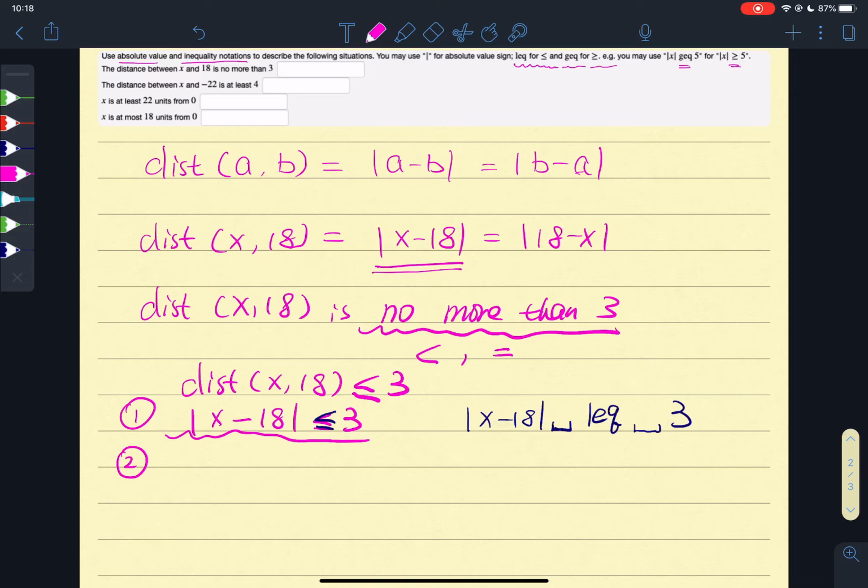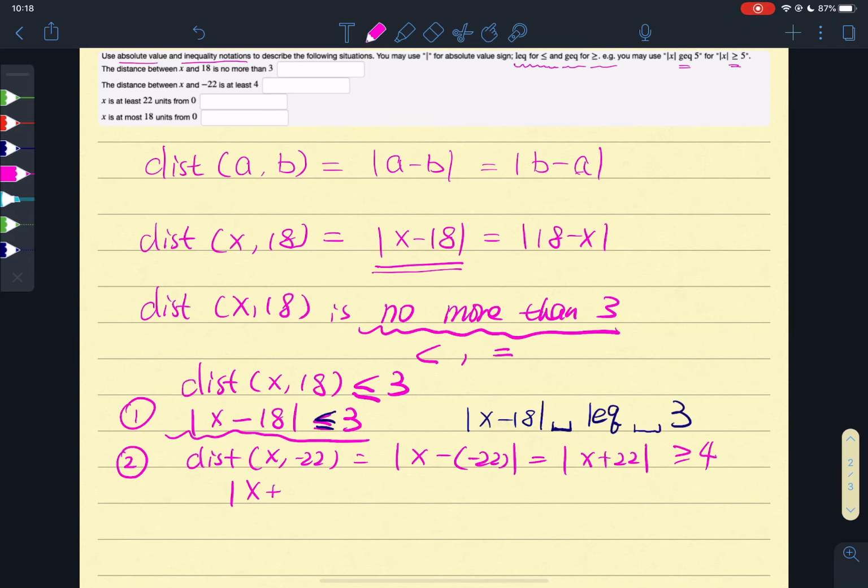The second problem is explained as the distance between the number x and negative 22. Hence, we're talking about x minus negative 22, which is the absolute value of x plus 22. It's supposed to be at least. At least means it's either the same or greater than. So it is greater than or equal to 4. Therefore, what you had is the absolute value of x plus 22, space, and then greater than or equal to, GEQ, as explained in the problem, space, 4.